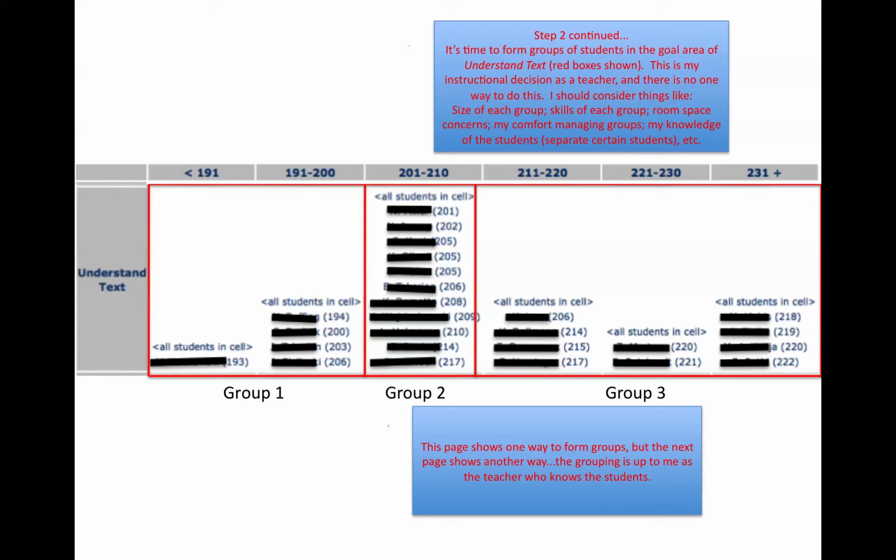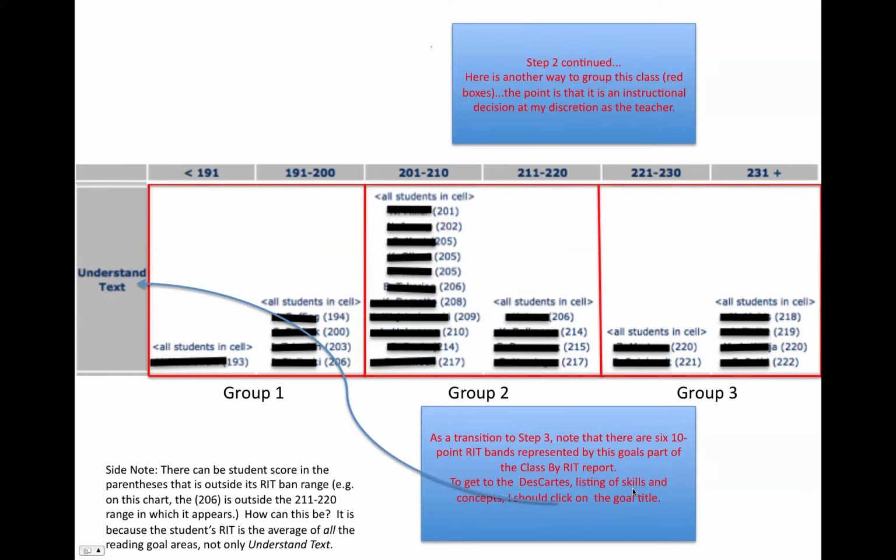It's time to form groups of students in the goal area of understand text. This is my instructional decision as a teacher, and there's no one way to do this. I should consider things like the size of the group, skills of the group, room space concerns, my comfort managing groups, my knowledge of the students, and so on. This page shows one way to form groups, but the next page shows another way. The grouping is up to me as a teacher who knows the students the best.